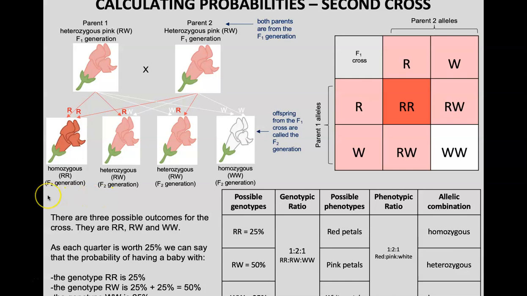Okay, there are three possible outcomes for the cross. They are RR red, RW pink, and WW white. And I've just put them down here in that table. I think it's a bit cut off here down here for you. So just here in this section it says WW 25%. Here the possible phenotype is white petals, and here the allelic combination is homozygous.